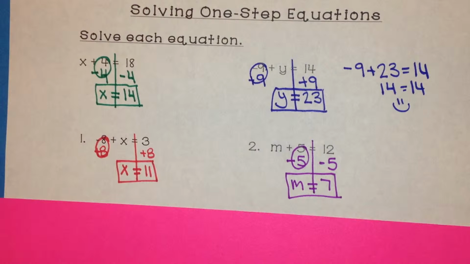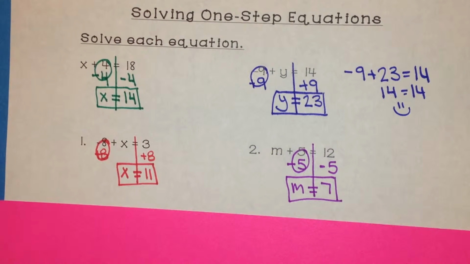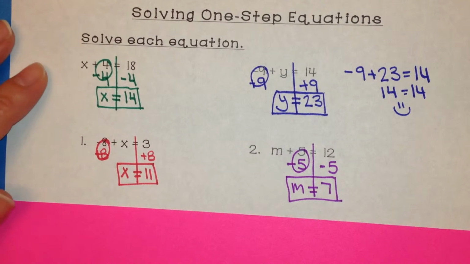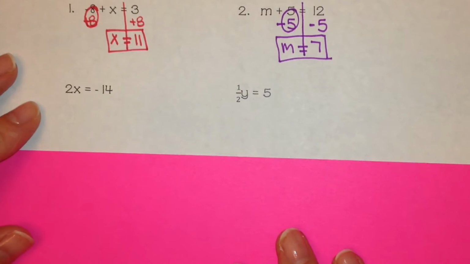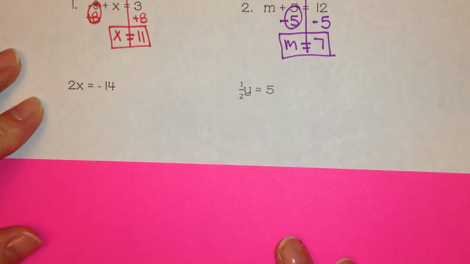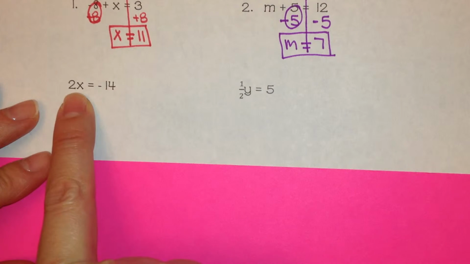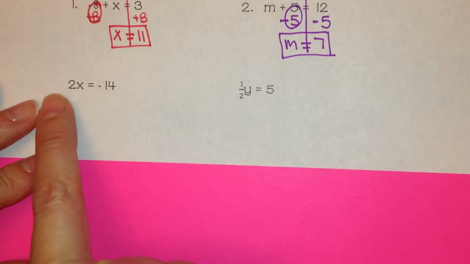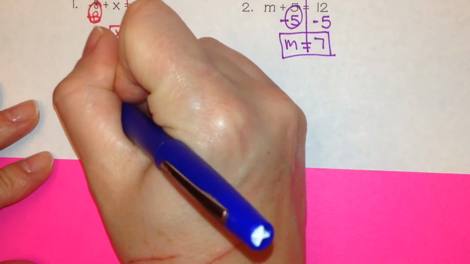All right, so this is all adding and subtracting one-step equations. So we're going to move on to multiplying and dividing one-step equations. So it's just a little more difficult, not too much. All right, so remember, anytime you have a number right next to a variable, it means they're multiplied together. So this is read as 2 times x is equal to negative 14.